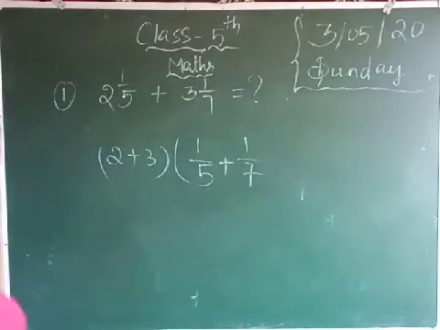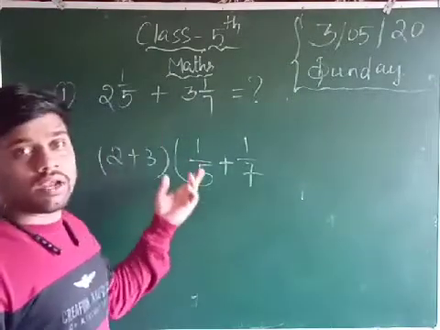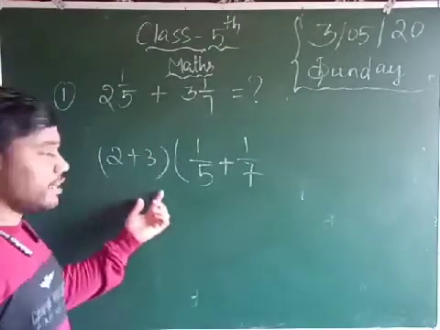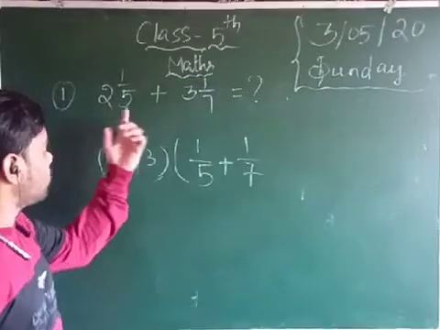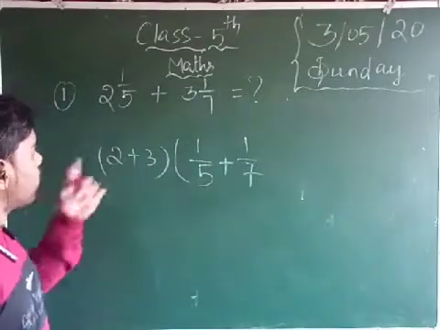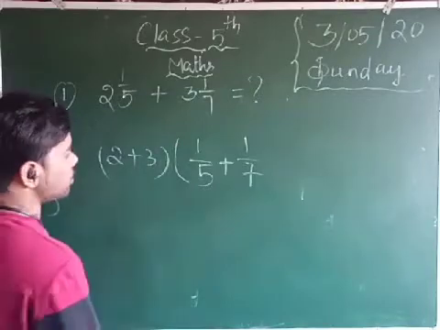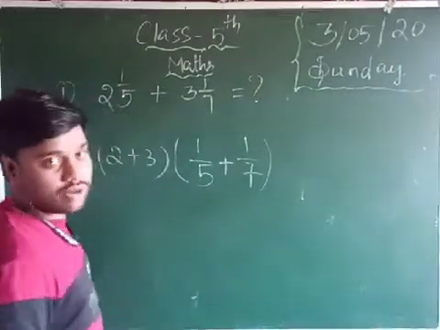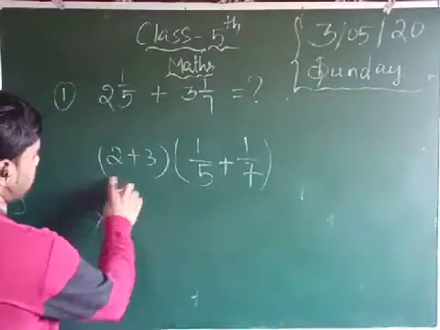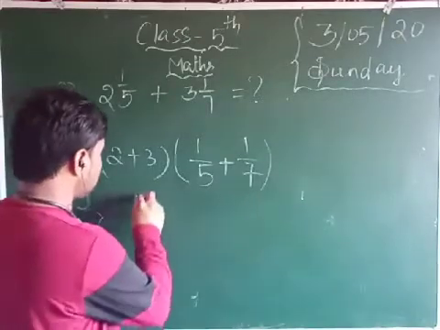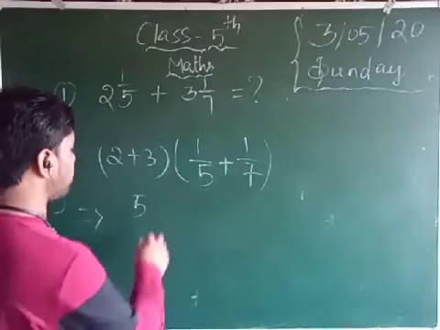Now take both whole numbers separately and keep them in one bracket. Keep 2 plus 3 in the whole numbers bracket, and keep the two remaining fractions in another bracket. Now 2 plus 3 is how much? 5. Understand guys? 2 plus 3 is 5. Now only the fractions remain.